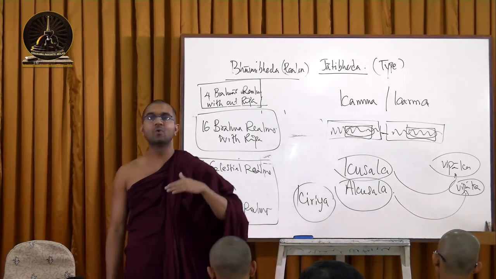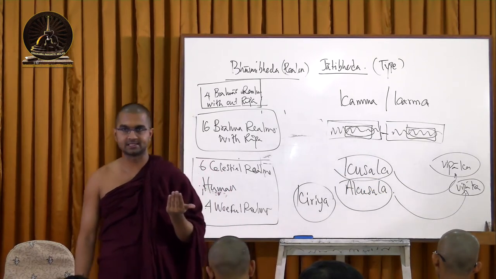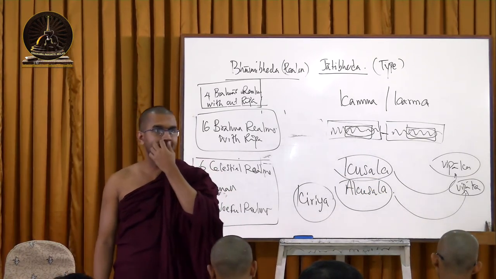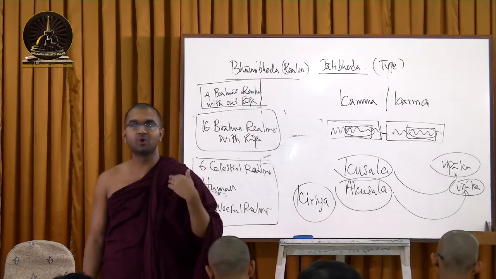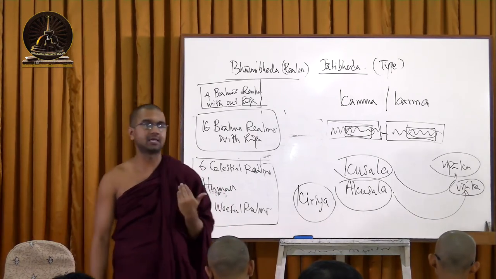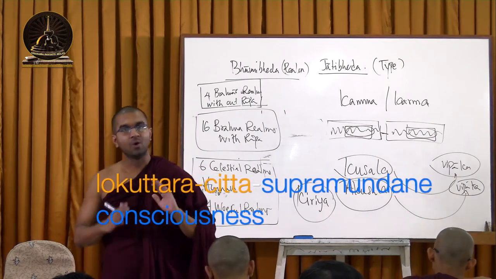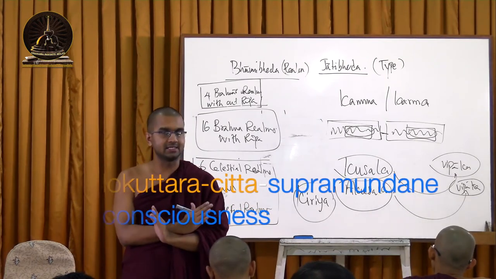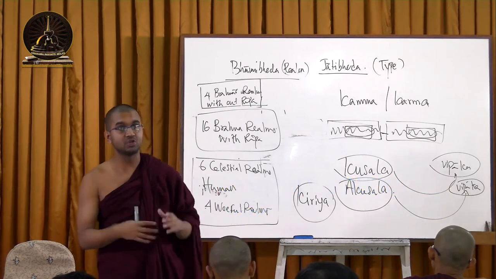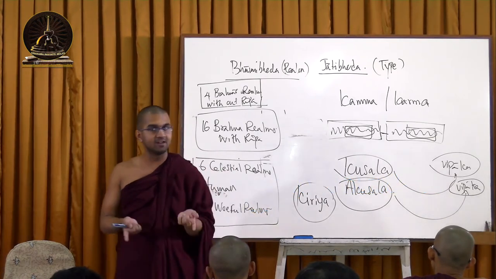This has already overcome the samsaric existence. So these apariyapana chittas become twofold, so we call them lokuttara chitta. Apariyapana chitta, because they overcome the samsaric existence, the world. World means the existence; we are not talking about the physical world here.